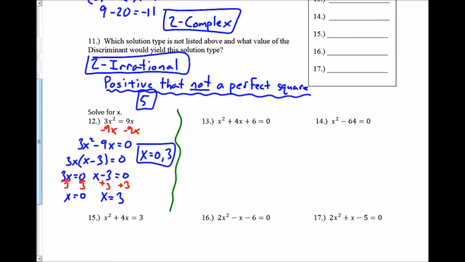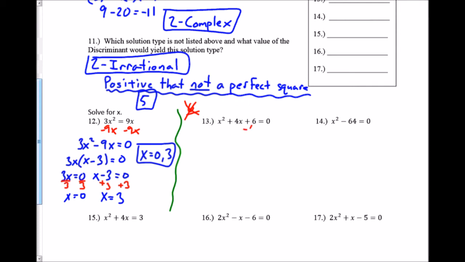In number 13, the first thing I do, again, is check to see if it can be factored. I build a bridge: 2 numbers that multiply to 6 but add to 4. It's not going to happen. Okay, which means this one can't be factored, so I go to something like completing the square or my quadratic formula. For this one, I can use completing the square because I've got an a value of 1 and a b value that's even, and those are the perfect conditions for this.